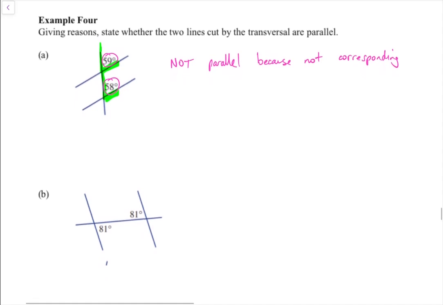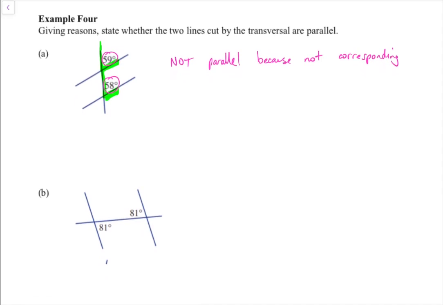Let's go to part B. When I look at part B, I can see a line. If I go up and down, I've got two angles that are created, and those angles are the same. That's a Z shape. So I'm going to say they are parallel. I have alternate angles of 81 degrees. So because both of those angles are 81 and they're in the Z shape or the alternate position, the lines are parallel. So I could actually say that line there and that line there are parallel.